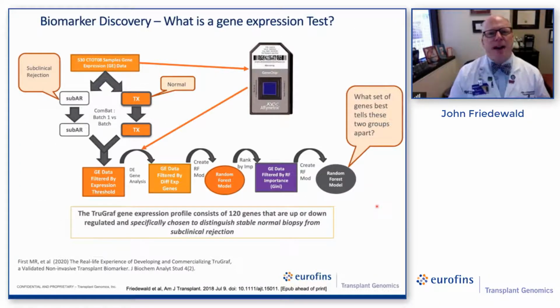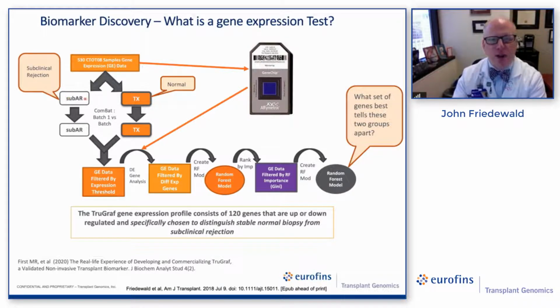So let's take a step back and talk about how do we discover a gene expression test? What is that? The way we did this in the CTOT-8 trial was we took a number of patients who had biopsies, 530 biopsies, all paired with blood samples. So we knew what the clinical phenotype was based on the biopsy. Then we looked at the blood samples of those patients. We had 400 patients who had a normal biopsy. We call that transplant excellent. And that's, again, stable renal function, normal renal function with a negative biopsy.